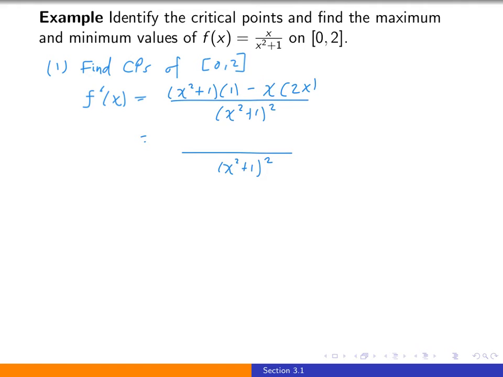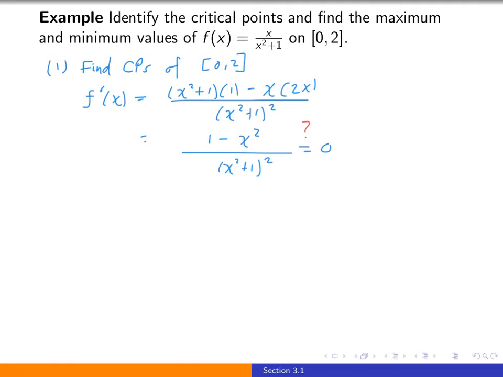In the top, what we are going to have is x squared and minus 2x squared. So x squared minus 2x squared is a minus x squared, and we also have a 1. So 1 minus x squared. And what I would like to know is, where is this equal to 0?